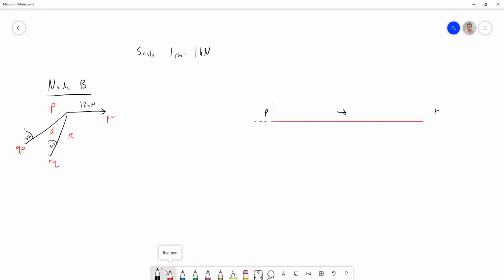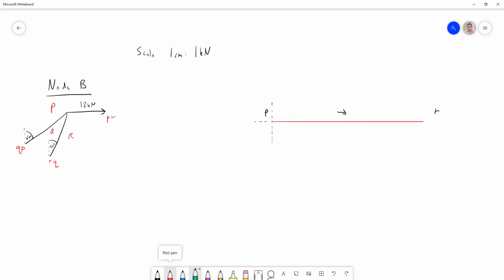That's our first vector. So we now need to add in vectors QP and RQ. Vector QP is going to slope up through here, and vector RQ is going to slope at a different angle but come up through here. They're going to meet somewhere either down here or up here, and that's going to form our triangle. But the way to find out where they meet is to draw them in accurately.